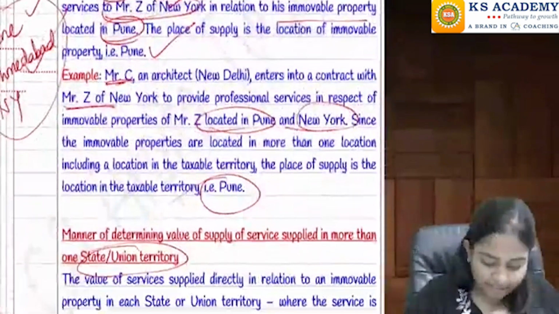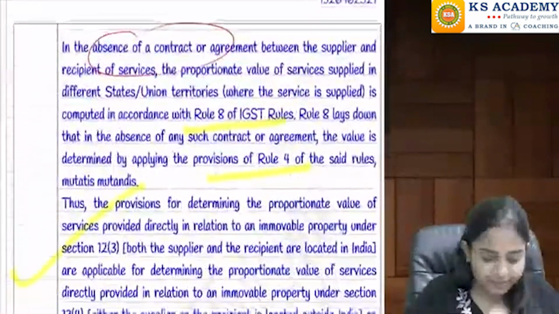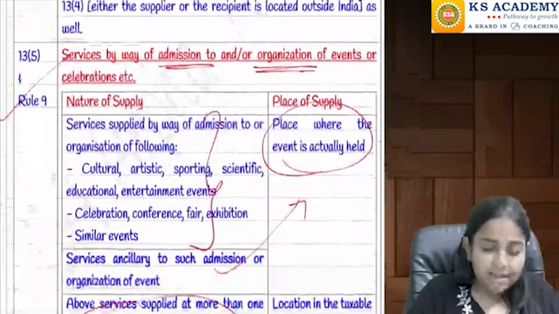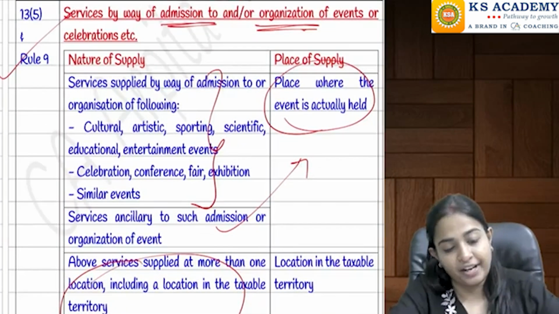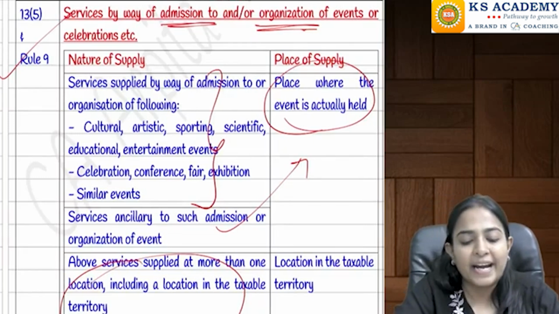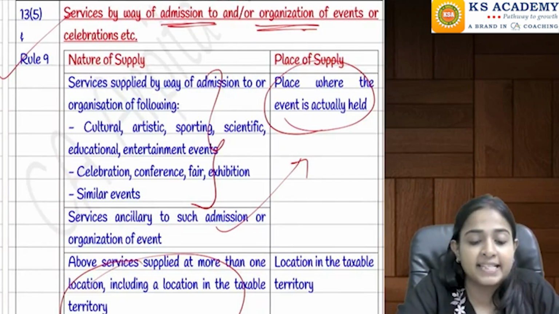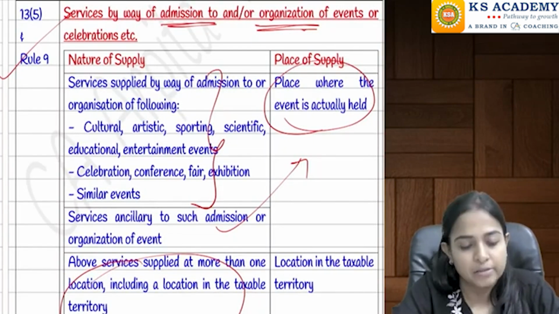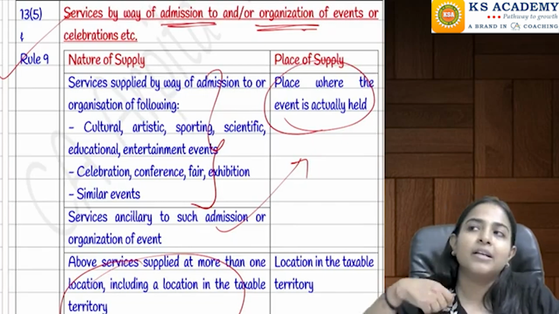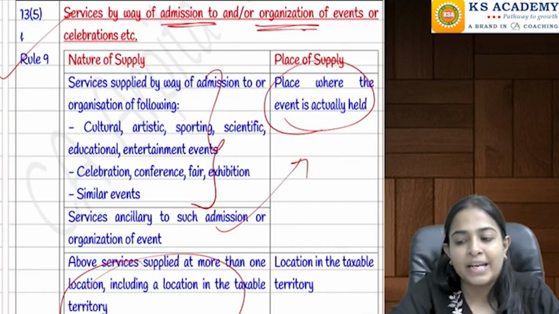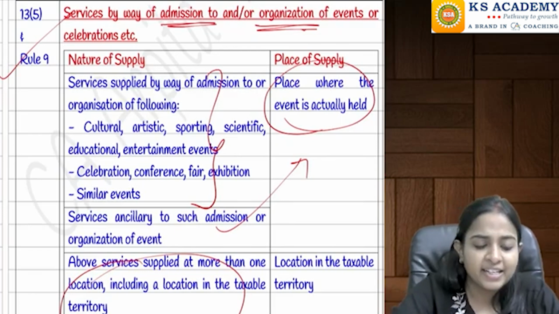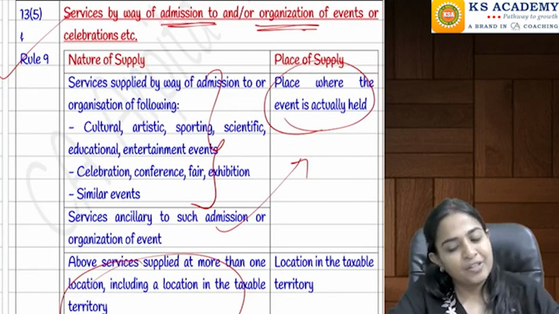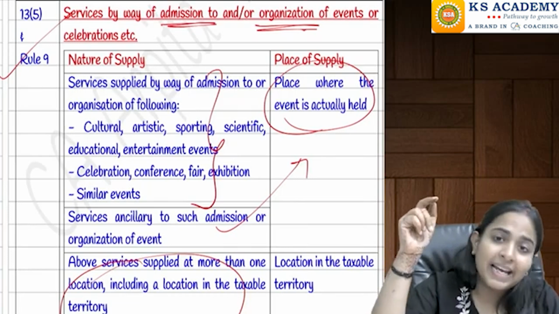Then after that, the next one, everyone here. Yes, section number 13.5 and rule number 9. What is given in section number 13.5? In section number 13.5, they are talking about admission to any events and organization of the event. Both are covered in this one. So if we are talking about giving entry to any particular event, cultural, artistic, sporting, scientific, educational events, etc., then in that case, the place of supply will be the place where the event is actually held.